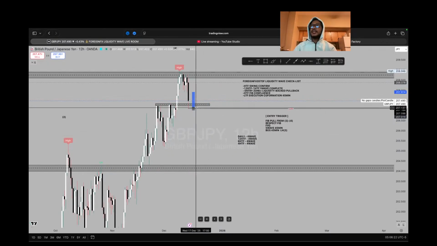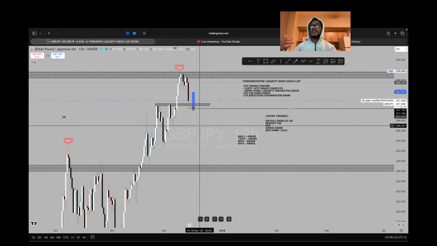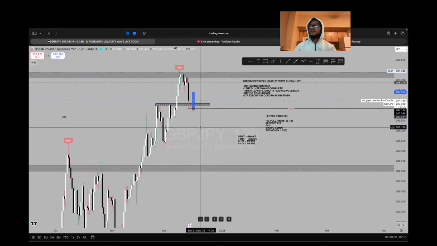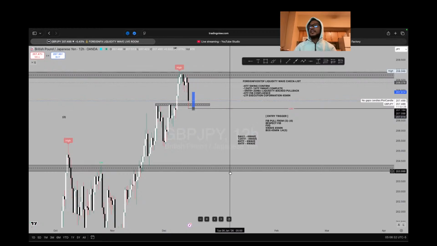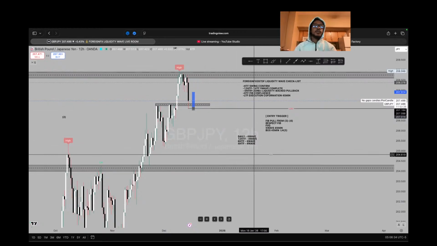So basically, on the 12-hour time frame, you can see it would be a pullback. So I'll be looking to take a pullback rather than a full move. Pullback for the continuation to continue going lower.